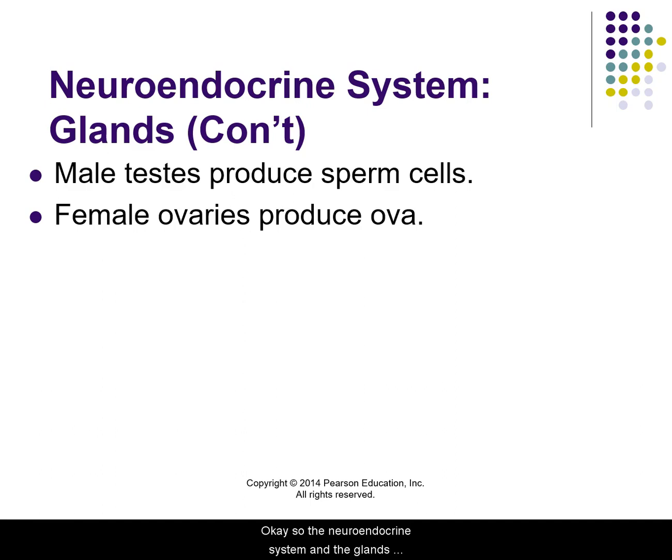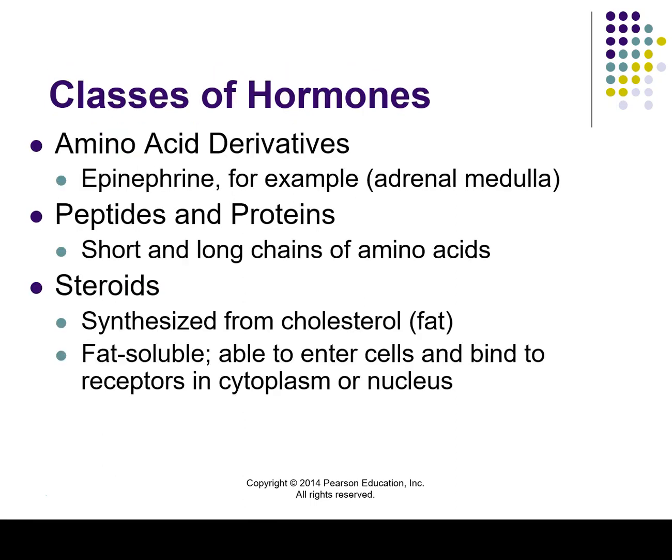Okay, so the neuroendocrine system and the glands, remember these are endocrine glands. The male testes produce sperm and the female ovaries produce ova. The classes of hormones that we're looking at here are the amino acids. Epinephrine, for example, is one of those. You have peptides and proteins, short and long chains of amino acids. And you also have steroids, which are synthesized from cholesterol. And they are fat soluble, able to enter cells and bind to receptors in cytoplasm or nucleus.